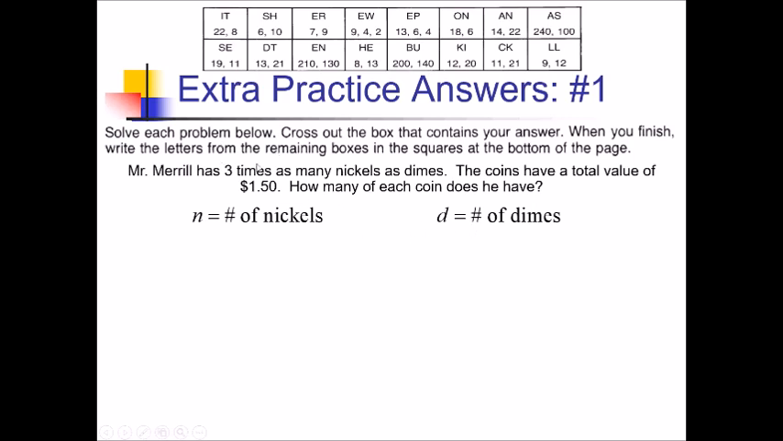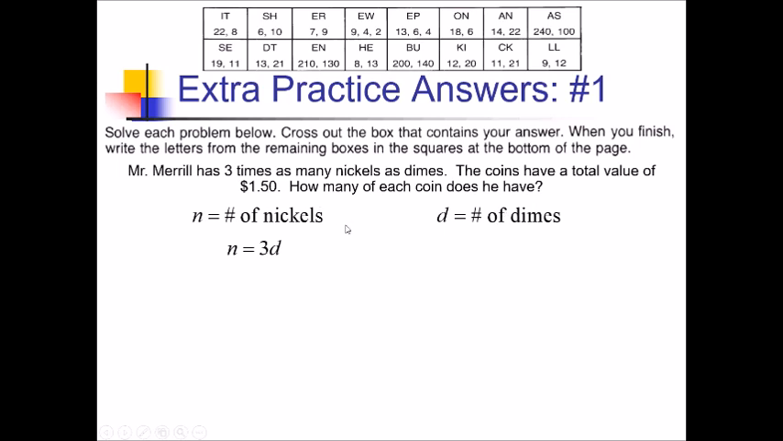So the first sentence, 3 times as many nickels as dimes, means that the number of nickels, n, is going to be 3 times the number of dimes, 3d. So we can write n equals 3 times d. Now for my other equation, we're talking about the value of the coins. So we need to do something with the n and the d that all adds up to 150.